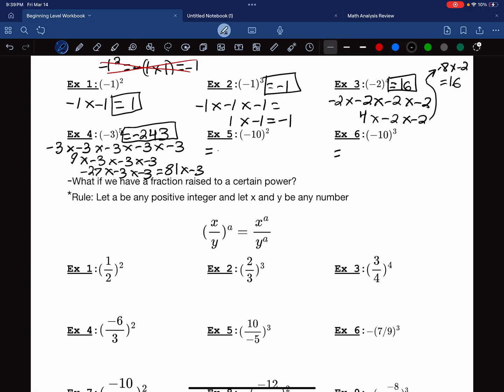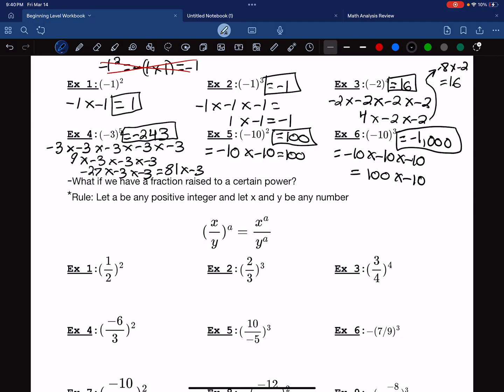So we have negative 10 squared, which is asking us what is negative 10 times negative 10. And negative 10 times negative 10 is going to be a positive 100. So this holds true because our exponent is even. We got out a positive number. And looking at example 6, we're going to have negative 10 cubed, which is negative 10 times negative 10 times negative 10. And negative 10 times negative 10 is 100. And then times negative 10. 100 times negative 10 is negative 1,000. So our assumption holds true.